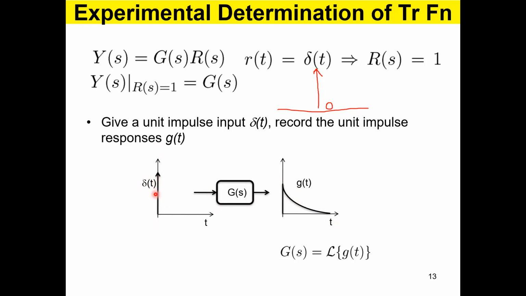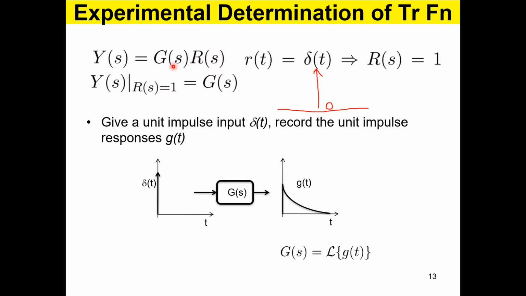It's like you bang on a bell, right? When you do that, you see the ringing coming as the response. You give the impulse input and then record the response. Now, the response is Ys given Rs equals 1. When Rs equals 1, on the right hand side, it is only Gs.